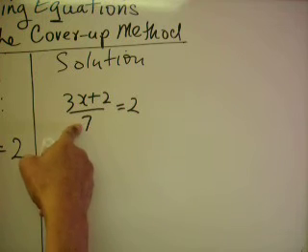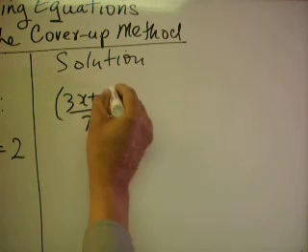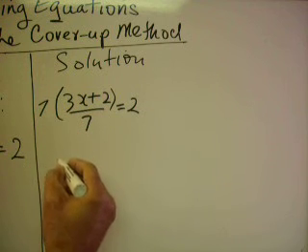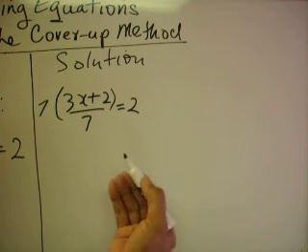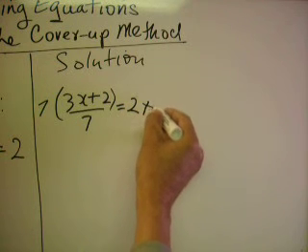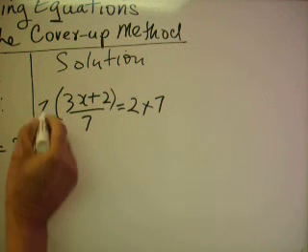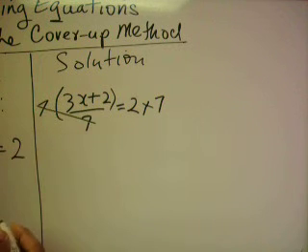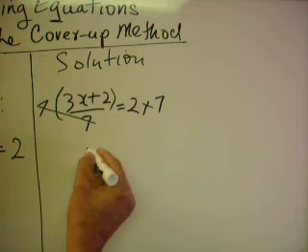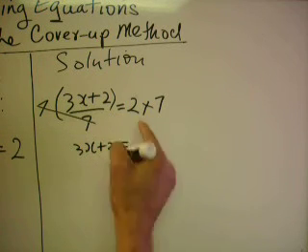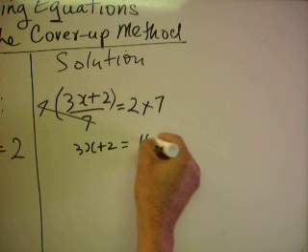I think it's obvious that the 7 is easier to get rid of. Since it's dividing, we could multiply by 7. But since an equation is like a balance, you must multiply the other side by 7. That will cancel the 7 to get rid of it, and we are left with 3x plus 2 is equal to 2 times 7, which is 14.